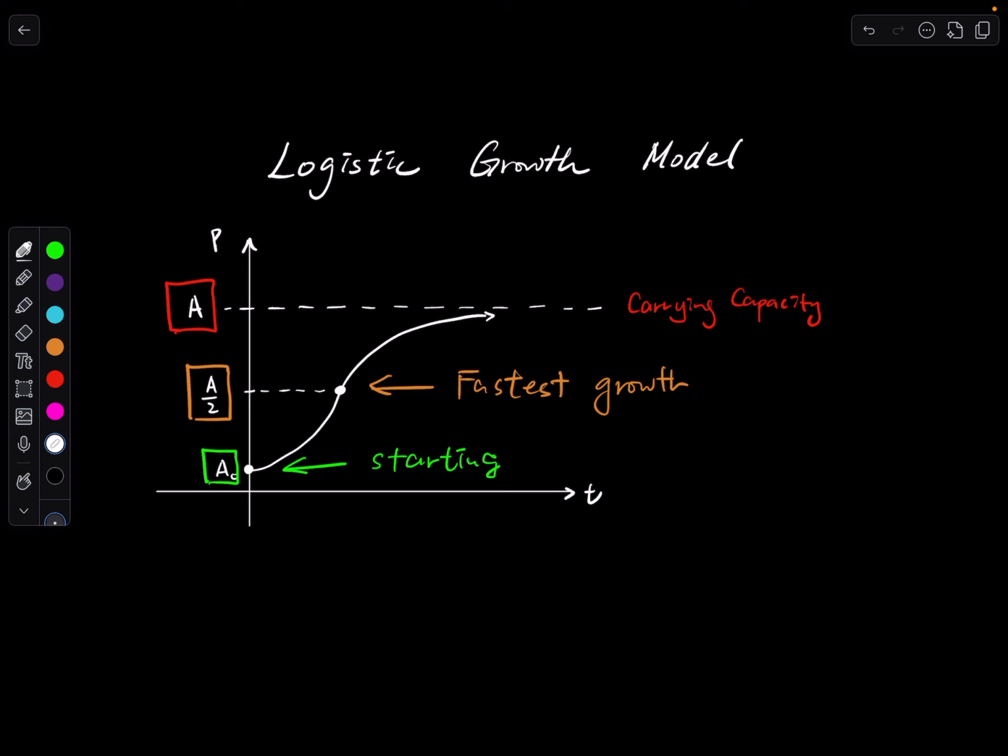Today we're going to talk about logistic growth model. A logistic growth model looks like this, where you start on the starting point, green, go to halfway point A/2, which is your fastest growth rate point, and you're going to head upward to your carrying capacity, the red one.